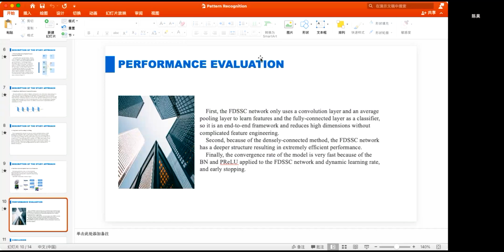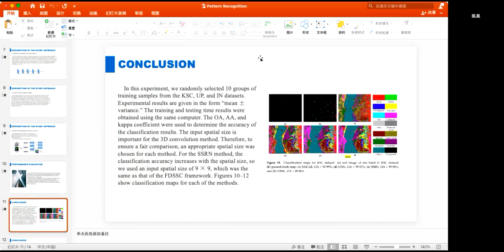Finally, the convergence rate of the model is very fast because of BN and PReLU applied to the FDSSC network, and the dynamic learning rate and early stopping. So the last part is our conclusion.